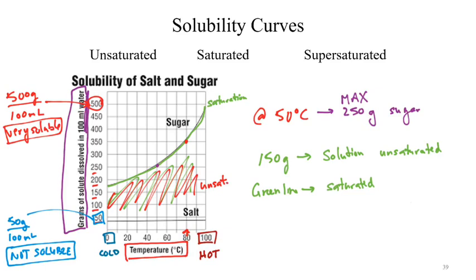Well, what is above the curve? As you might guess, since there were three terms that we've got to identify, above the curve is now going to be supersaturated. What that means is we've added more sugar to water than it can physically hold. And you might be like, well, if it can't physically hold it, then that doesn't ever happen.